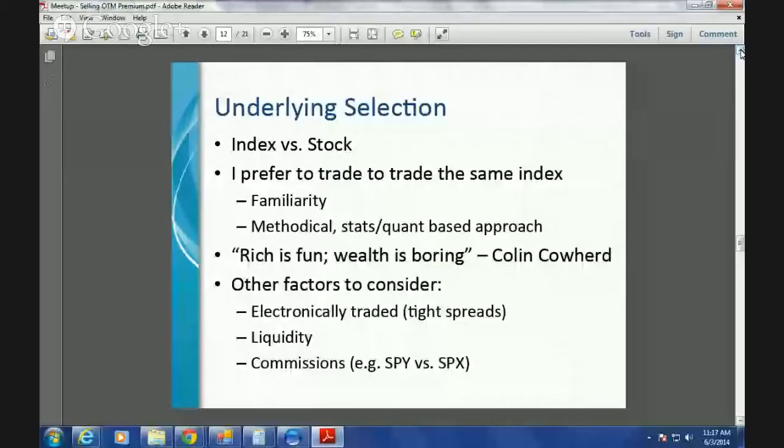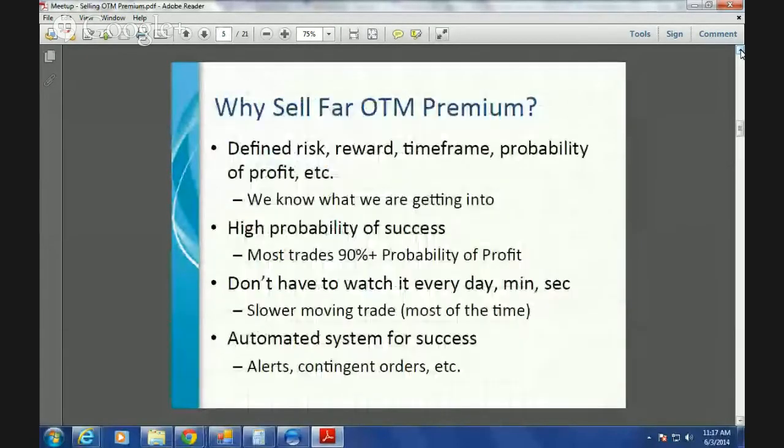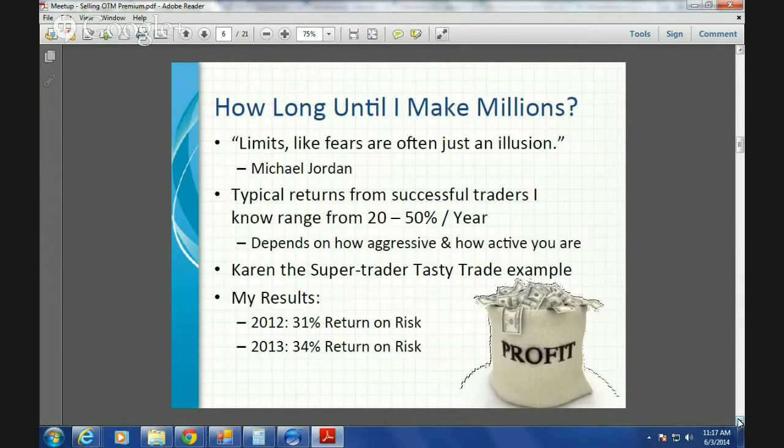Okay, so a quick recap. From last time, we talked about why sell far out of the money premium. The high probability of success is one of the reasons I like to do it. Not having to watch the trade every minute of every day. Some of the automated systems for success that you can use, such as alerts and contingent orders.